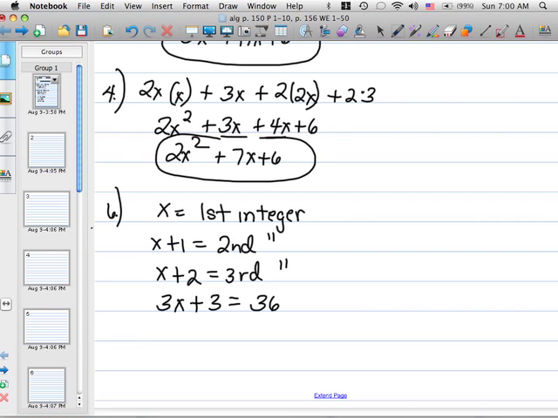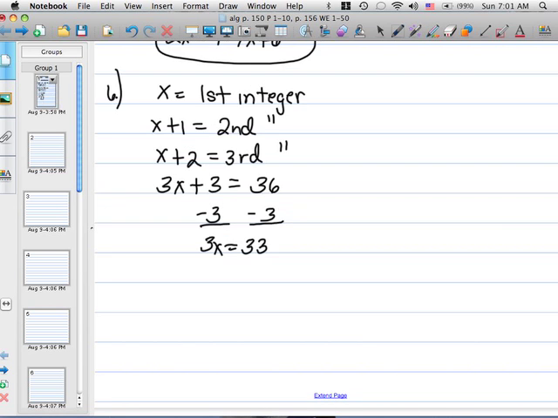We have a 2-step problem, so solve it and do addition. So we subtract the 3. And we get 3x equals 33. Divide by 3, and x equals 11. So my 3 integers are 11, the next one is 12, and the next one is 13.